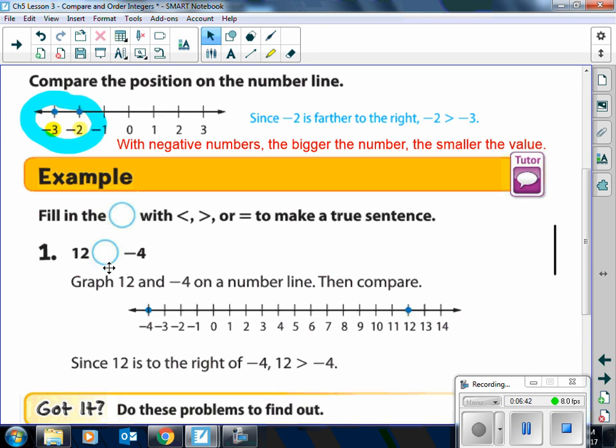Which symbol am I going to put in the circle here? We're going to put greater than, because negative 4 is less than 12, but 12 is greater than negative 4. You see that? And of course, we didn't have to put it on a number line, because all we had to do was look at the signs. One is positive and one is negative, so the positive one is going to be the greater value. Is everybody clear? All right. Very good.